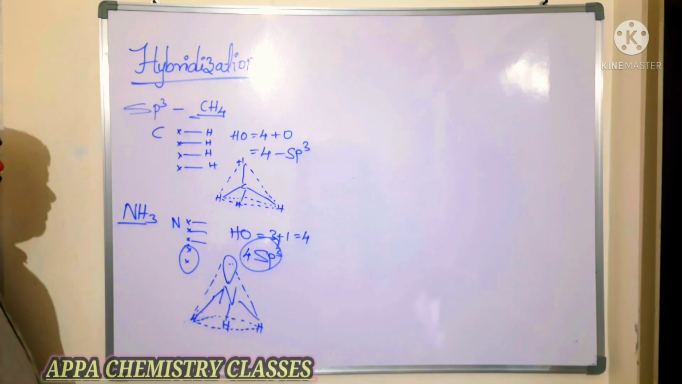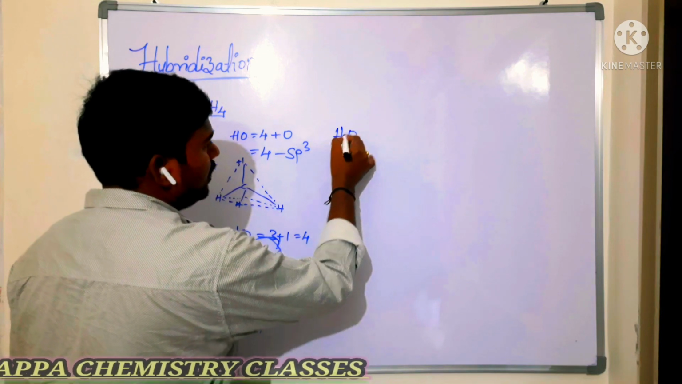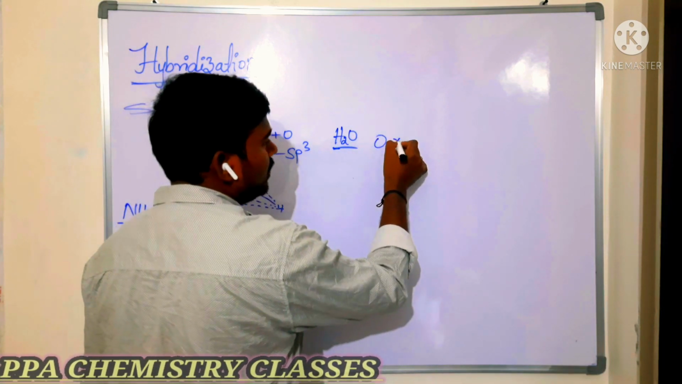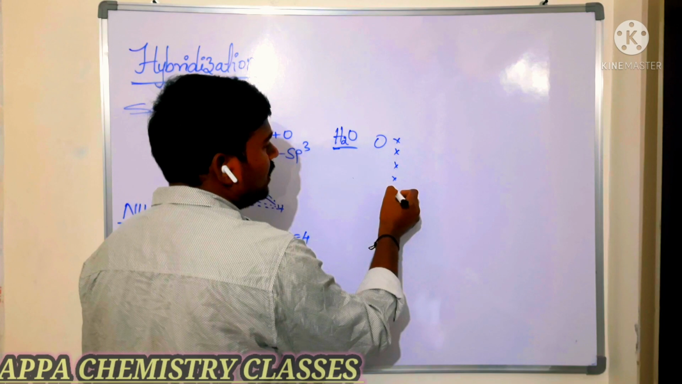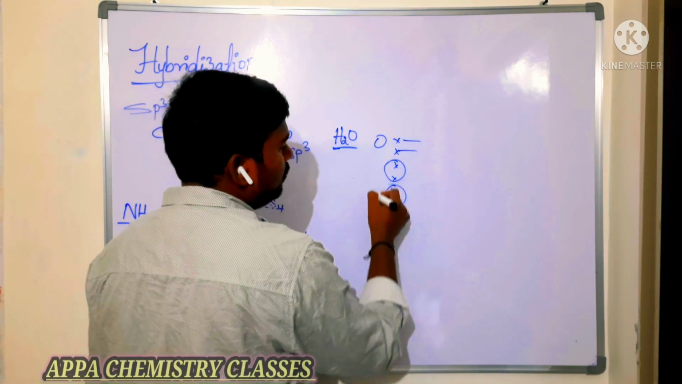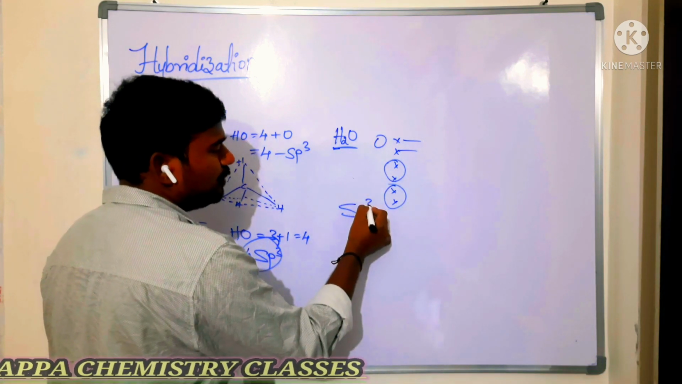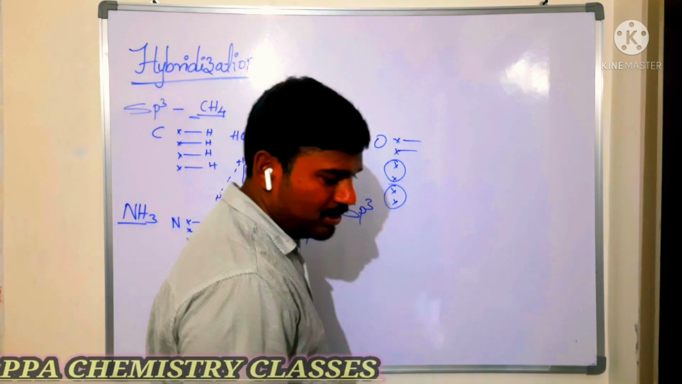So it is a pyramidal shape. Is that clear? Similarly, you can take the water molecule. Here the oxygen contains 6 valence electrons. So now there are a total of 2 lone pairs of electrons and 2 bond pairs. It is also sp3, so it should be tetrahedral. But what happens? Its geometry changes.